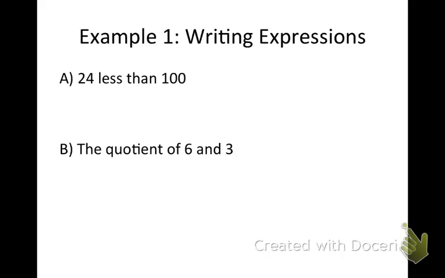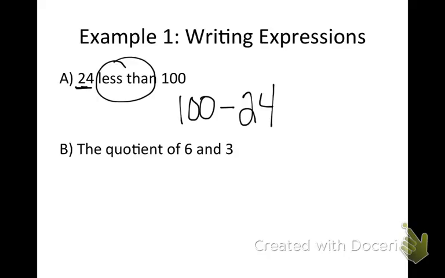This is example 1, A and B, writing expressions. So how can I write 24 less than 100 as an algebraic expression? So I want 24 less than 100. So I want to take 100 and take away 24. So that is the correct way to write this. I should not write 24 minus 100 because I want 24 less than my 100.